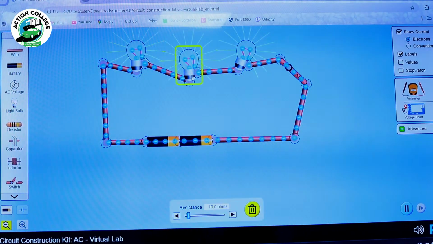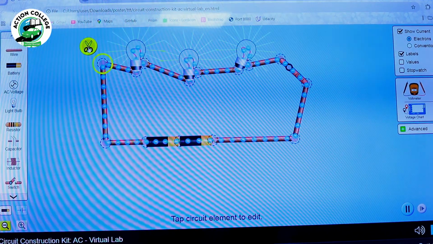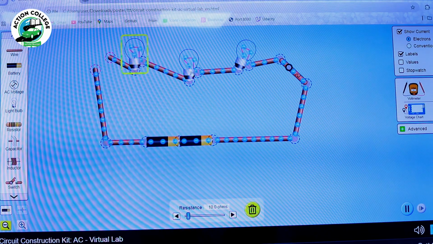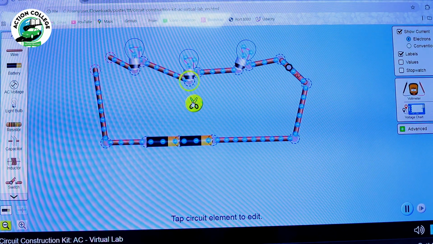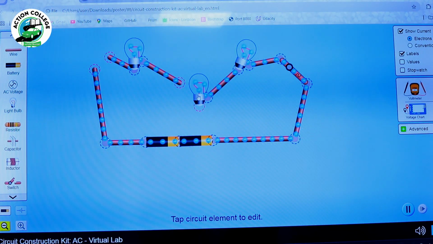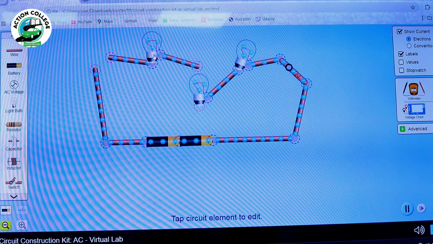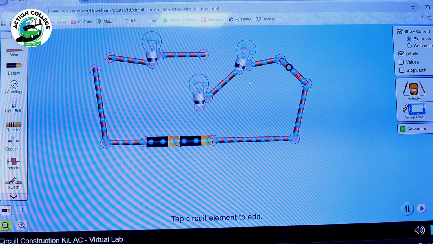I think you understand the arrangement of resistors in a series. Let's proceed with the ones connected in parallel. We have to connect these bulbs in parallel, so I have to disconnect them so that we can proceed.